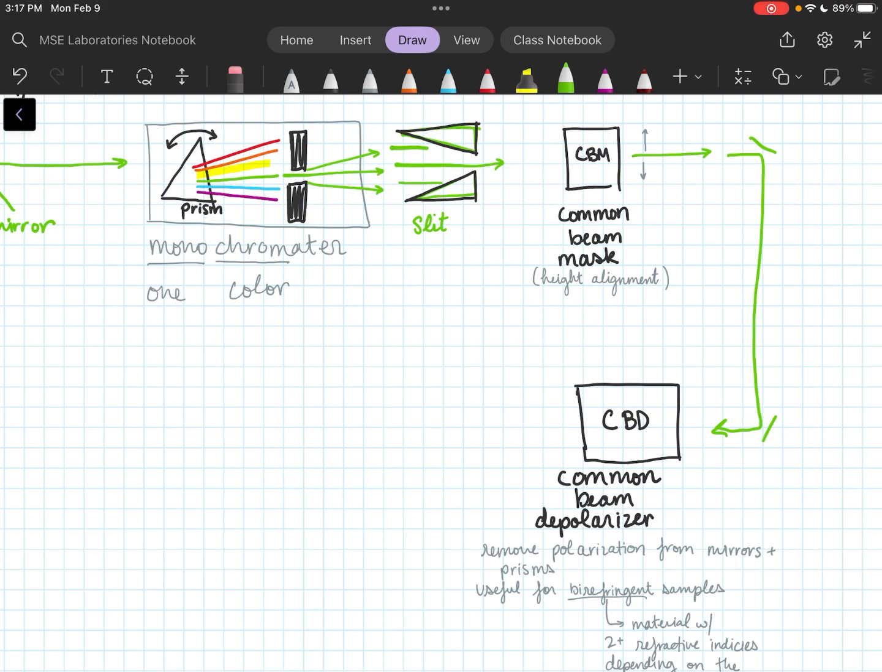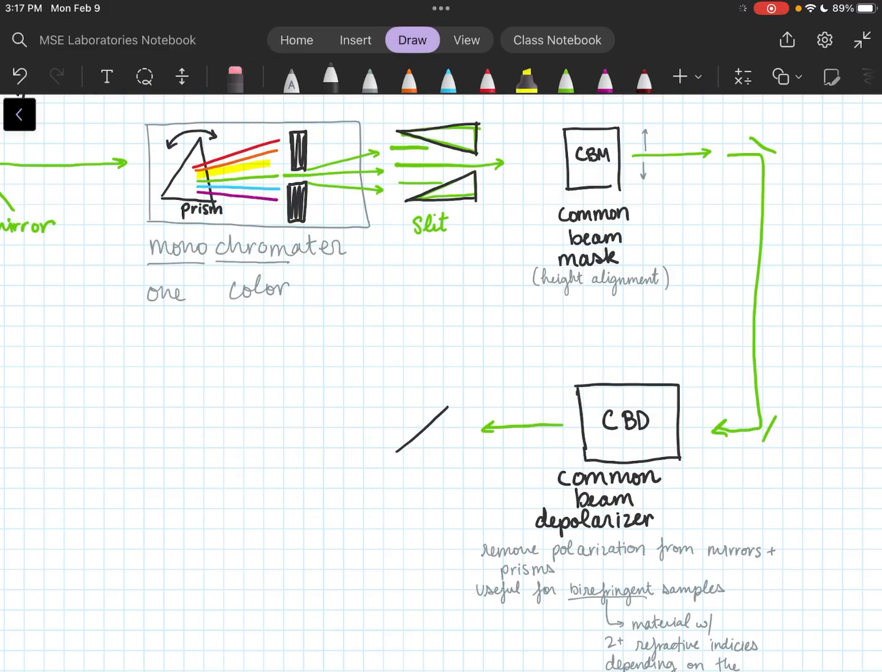So you may have noticed common beam mask and common beam depolarizer. Those were both called common beam. What that means is it's a single beam coming from the source. With the exception of the prism, we haven't done anything to separate or split the light coming from the source. It's just passing straight through. We call this the common beam. Our next step is to split that beam.